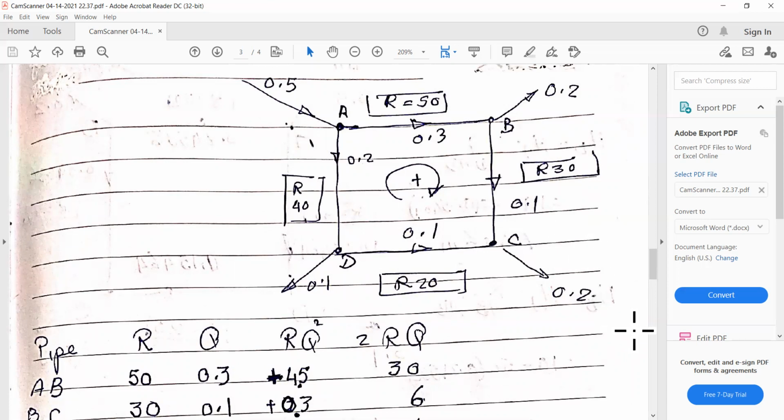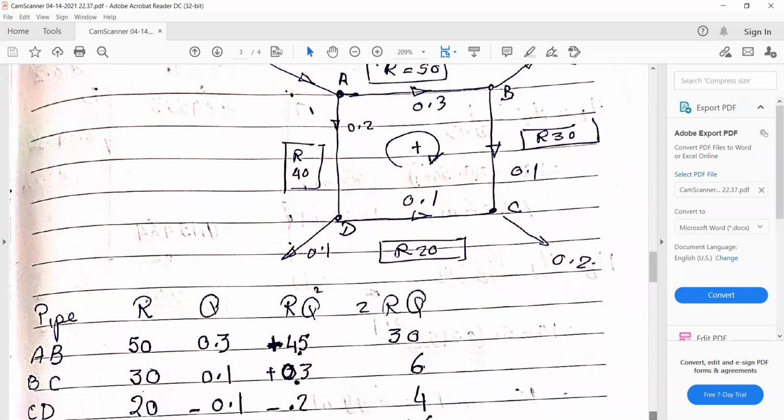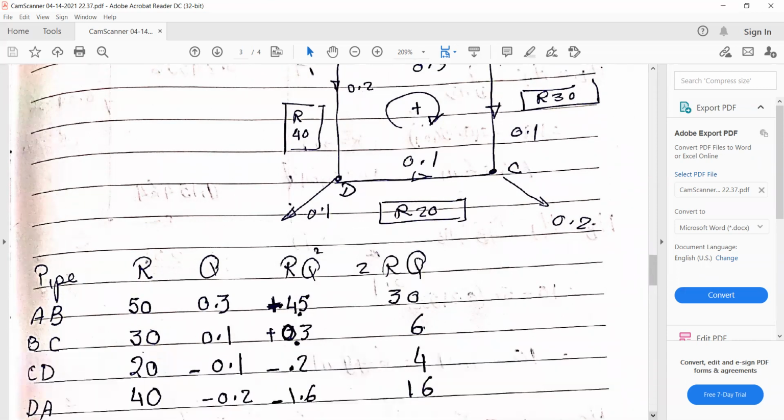Okay, now we calculate. Note that for pipe AB and BC, the pressure drop here is positive. For the 2RQ, we don't take any sign. We take the absolute always. So this column, the fifth column, we have absolute values, no sign. But for the fourth column, it depends upon the direction. Clockwise positive, counterclockwise is negative.